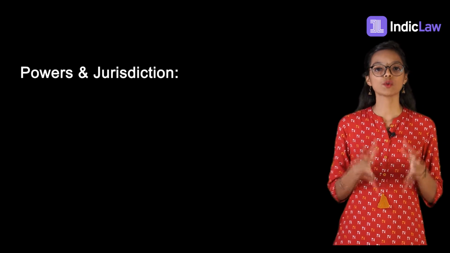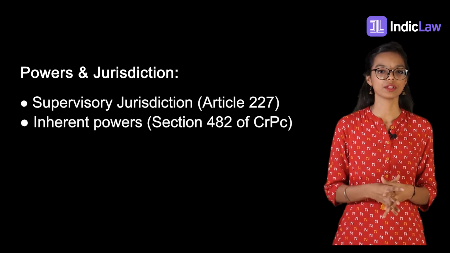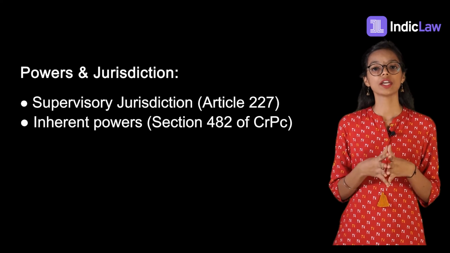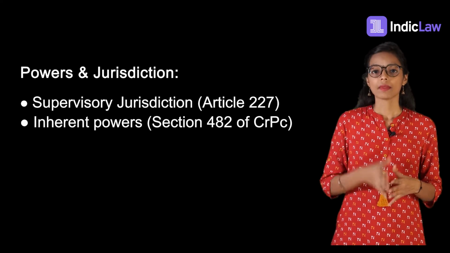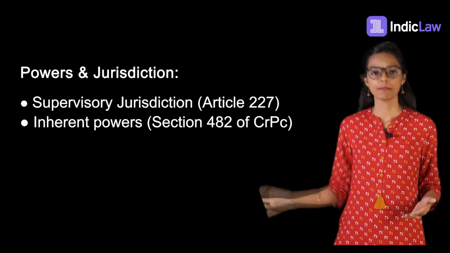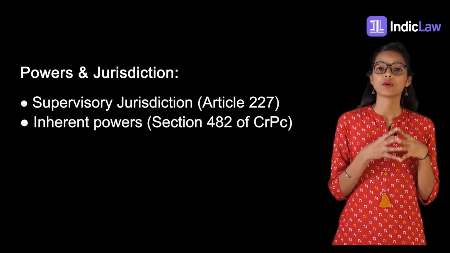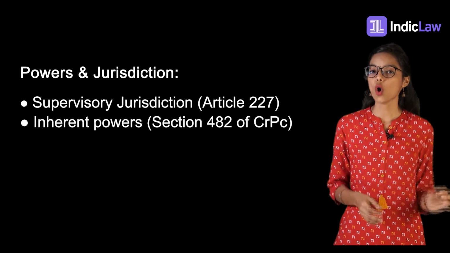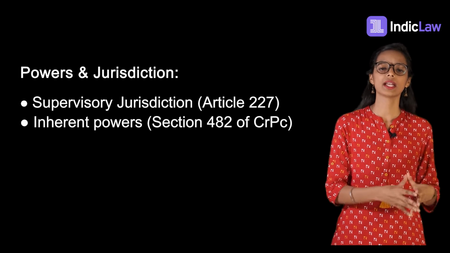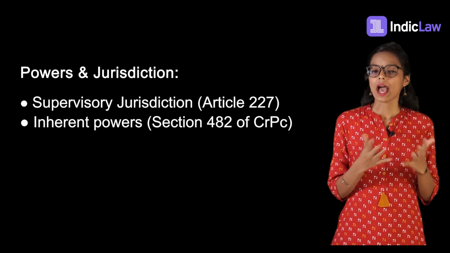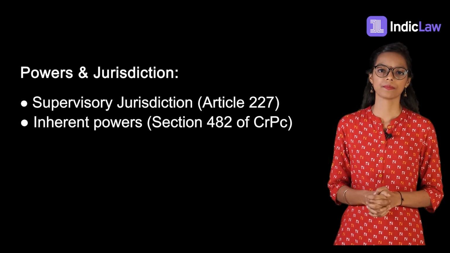Fourthly, we'll be looking at supervisory jurisdiction of the High Courts. The High Courts control and supervise the working of the courts subordinate to them and frame rules and regulations for them to carry their day-to-day business. Under Article 227, every High Court has superintendence over all courts and tribunals located in their jurisdiction. It can regulate the practice and proceedings of these courts.